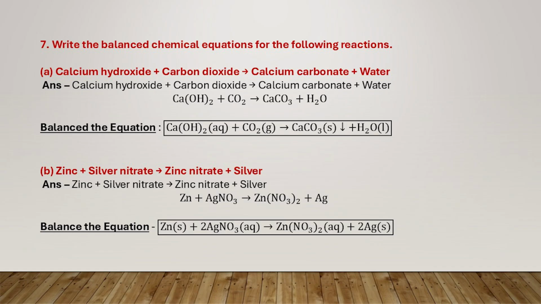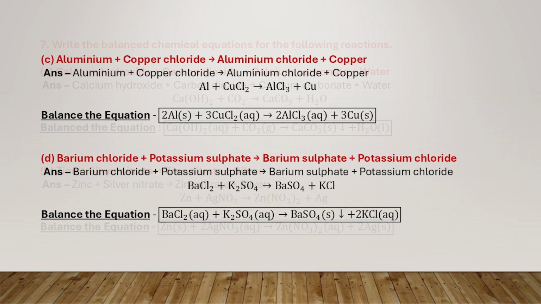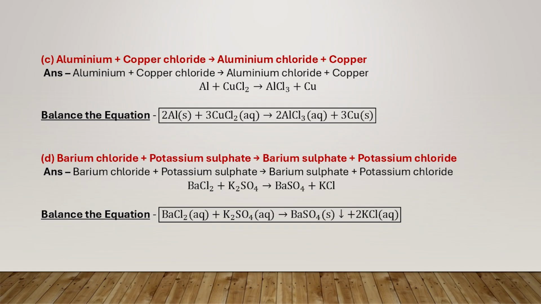B. Zinc plus silver nitrate gives zinc nitrate plus silver. Answer: Zn + AgNO3 → Zn(NO3)2 + Ag. Balance the equation: Zn(s) + 2AgNO3(aq) → Zn(NO3)2(aq) + 2Ag(s). C. Aluminium plus copper chloride gives aluminium chloride plus copper. Answer: aluminium plus copper chloride gives aluminium chloride plus copper. Al + CuCl2 → AlCl3 + Cu.